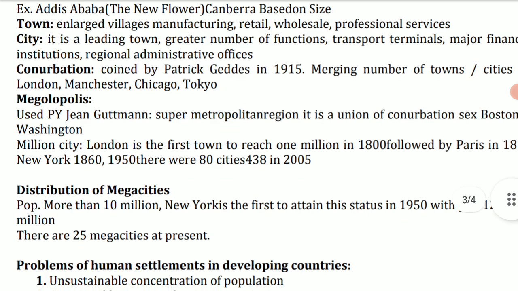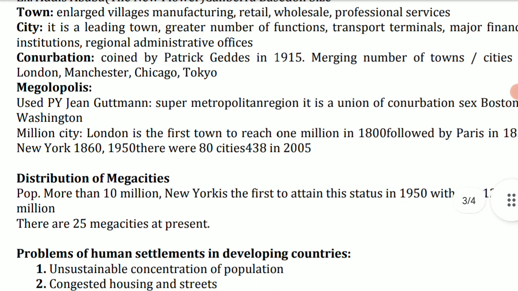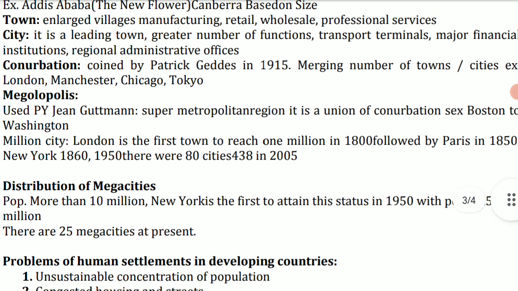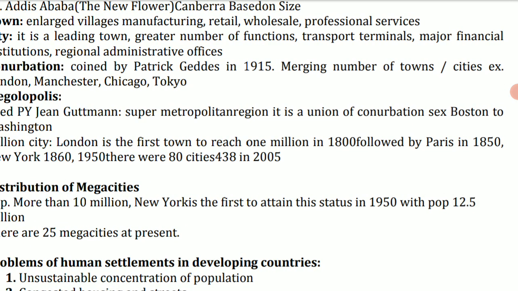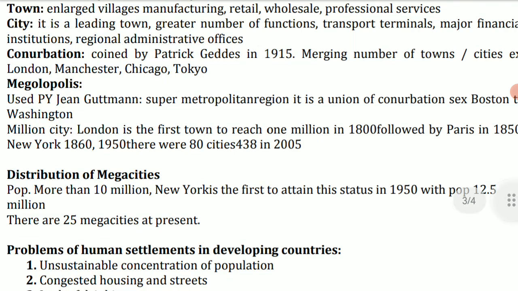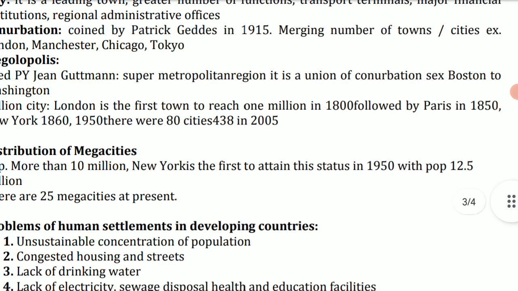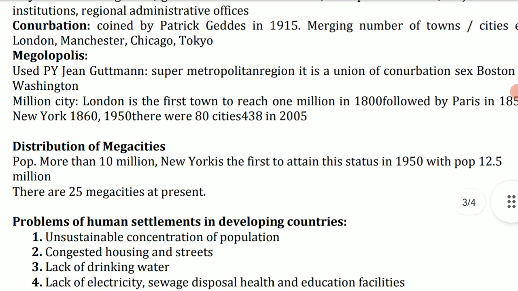Then what is conurbation? This term was coined by Patrick Geddes in 1915, merging of a number of towns or cities. Example: London, Manchester, Chicago, Tokyo. Then we have megalopolis, used by Jean Gottmann, a super metropolitan region. It is a union of conurbations, such as Boston to Washington.